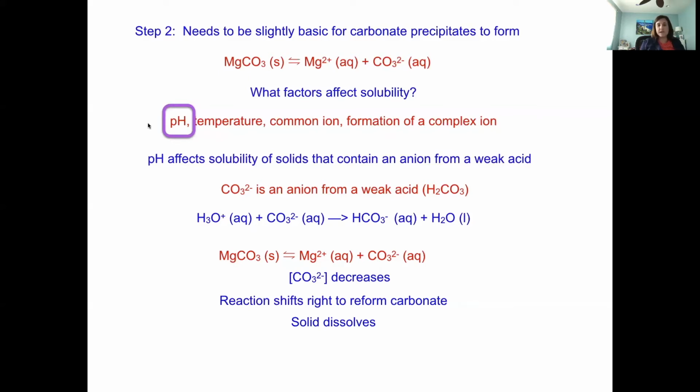So other anions affected by the pH, here are just a few examples, and these you might see in this lab: chromate, oxalate, and phosphate, right? So those also are affected. If we have a solid that contains one of those anions, the pH affects it in the same way we talked about here.